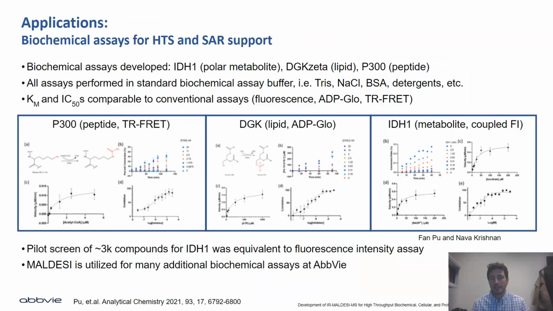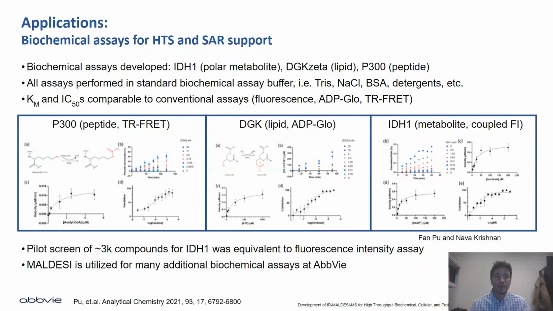MALDESI really has been a slam dunk for these. We published a paper last year that describes this, so I would point you to that for more information. This paper was actually published before we were up at full speed. I think we were running at about 3 to 5 minutes per plate, so that's about 1 second per sample. We weren't running quite as fast as we can run now, but nevertheless, in that paper we showed that we can do biochemical assays looking at a variety of different substrate product pairs for enzymes.